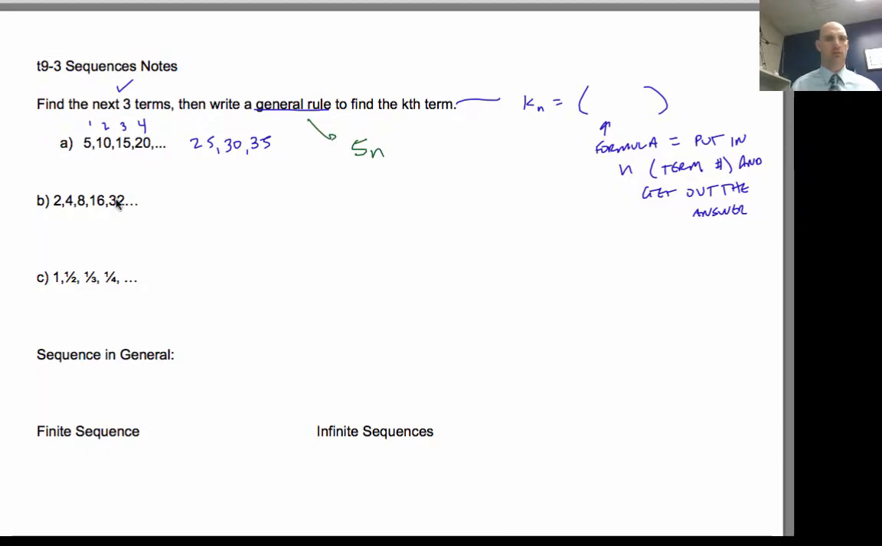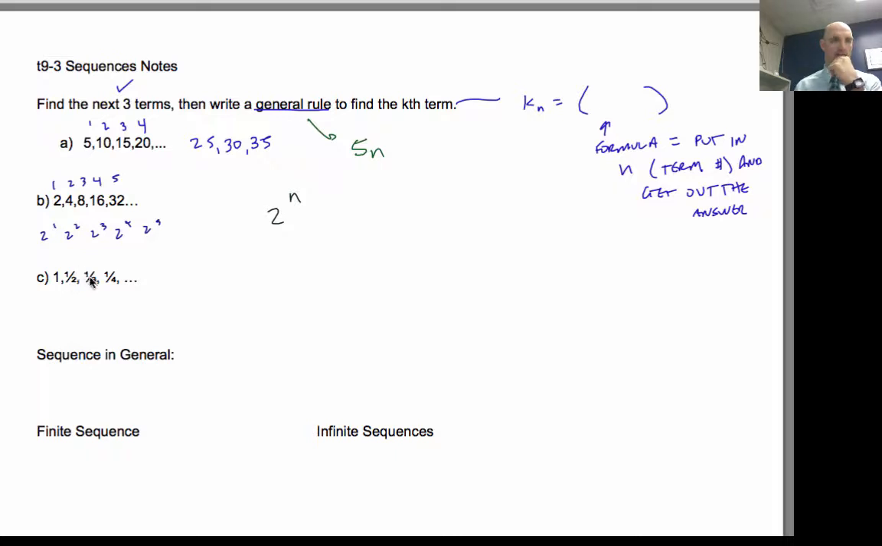All right, next one. 2, 4, 8, 16, 32. I label 1, 2, 3, 4, 5. How do we get from term to term? So this one looks like 2 to the first. This one's 2 to the second, 2 to the third, 2 to the fourth, 2 to the fifth. So that's my sequence. What part of this matches up with my term number? So the first term is 2 to the first, second term is 2 to the second. So it would be 2 to the nth power.